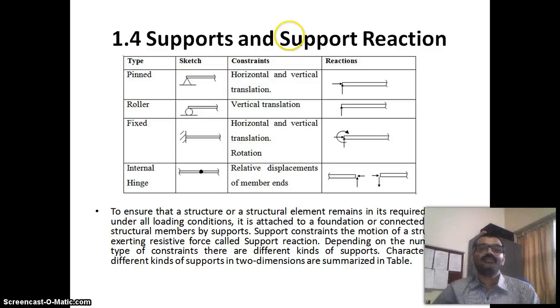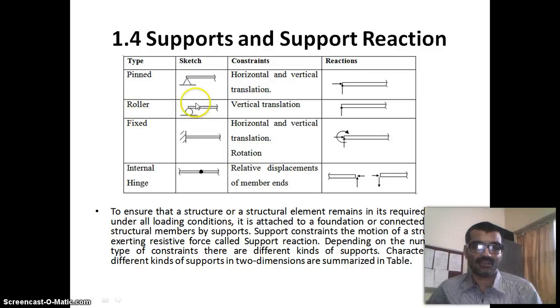Now let me see some supports and support reactions. Here in the table it shows different types of supports. One is the pin support, then roller support, fixed support, and internal hinge. Now when we talk about the pin support, suppose this is the pin support.